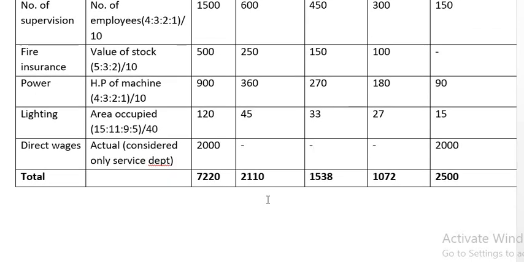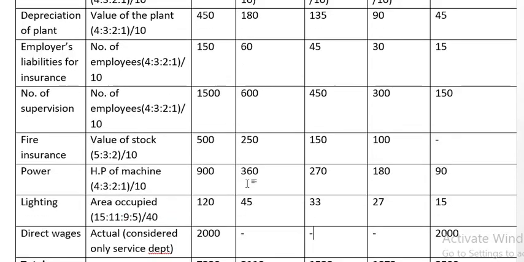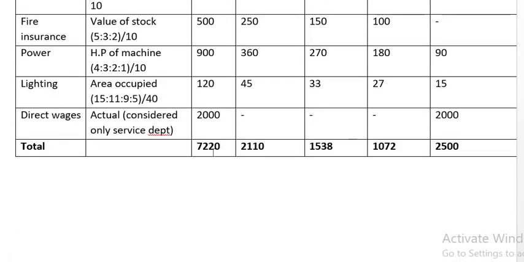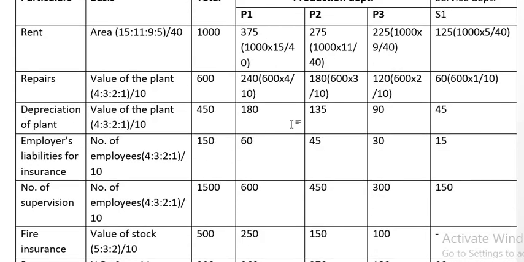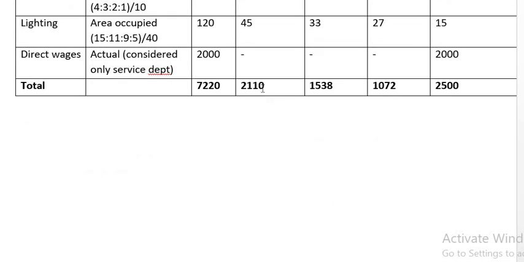Is it clear? Once we finish, we take the totals. The total column is 7220. P1 is 2110, P2 is 1538, P3 is 1072 and S1 is 2500. For confirmation, we also take the total of the 3 producing and the 1 service department, and it comes to 7220 rupees. Is it clear? I hope you can understand. Thank you, students.